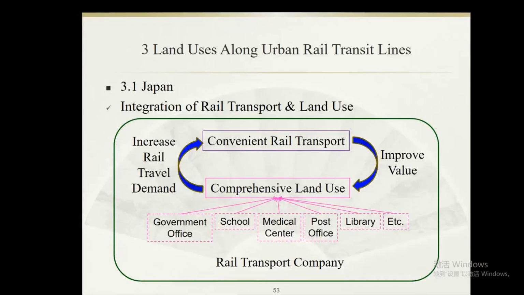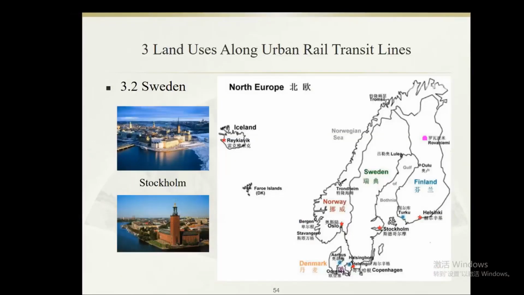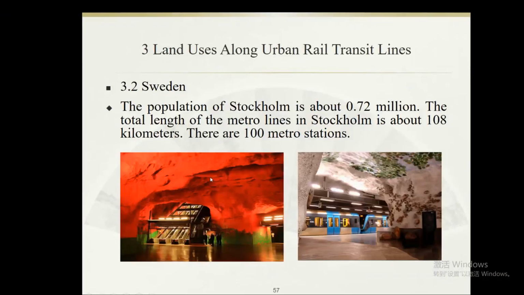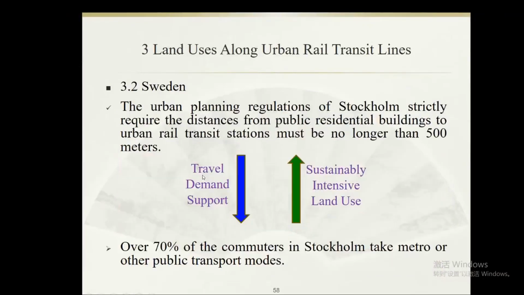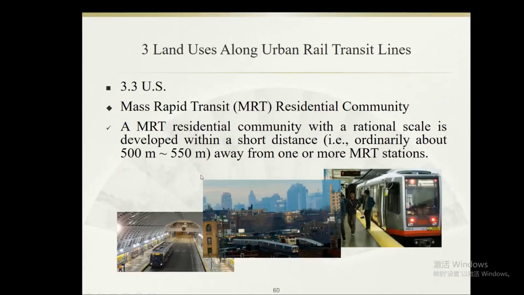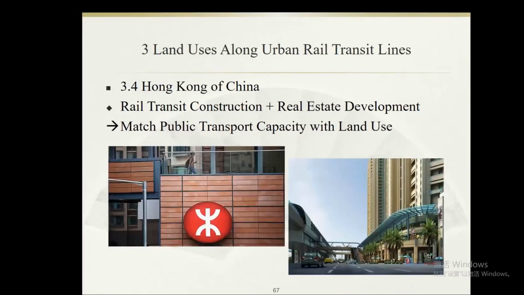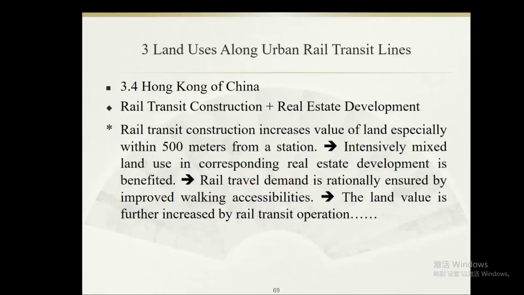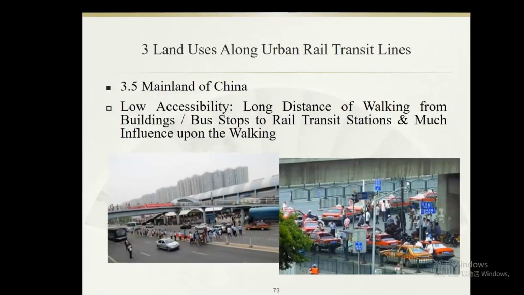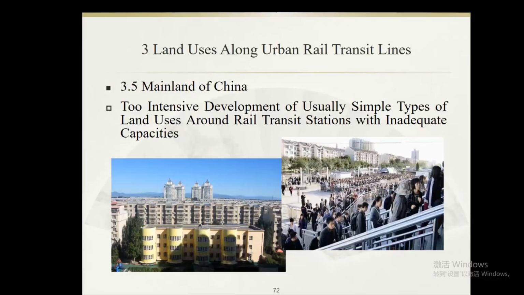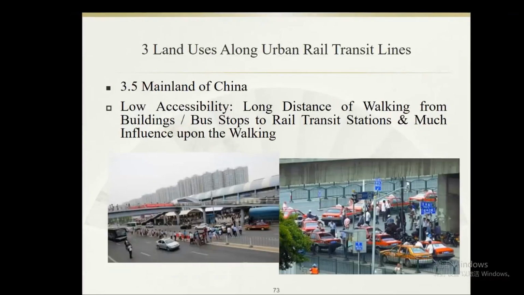In Japan, multi-integrated rail transport networks. Sweden, very strict law and very rational urban form. Okay. US, mass rapid transit and residential community. Hong Kong, many land use, well, good experiences, especially the rail transit construction plus real estate development, all the responsibility of the railway company. Mainland of China, Beijing, wow, too intensive development, simple types of land use, low accessibility.